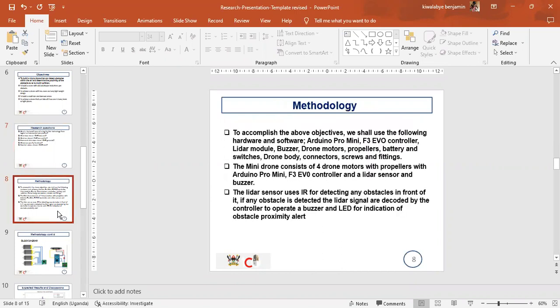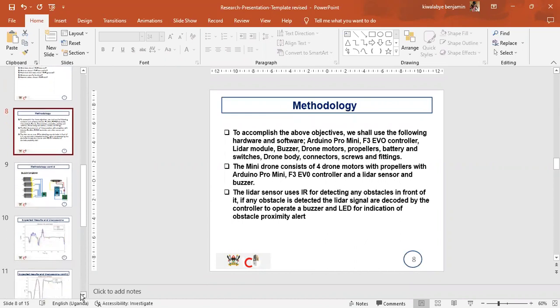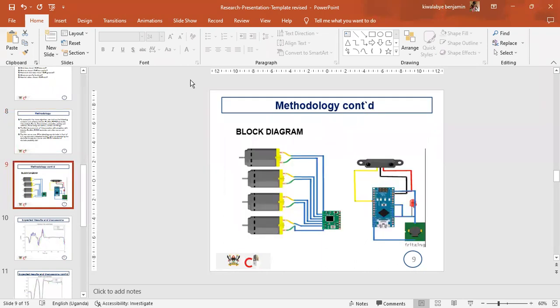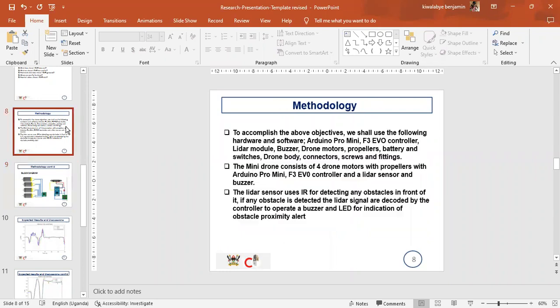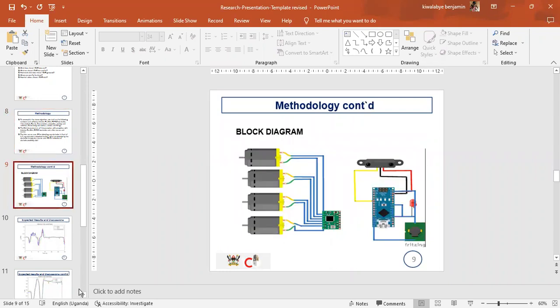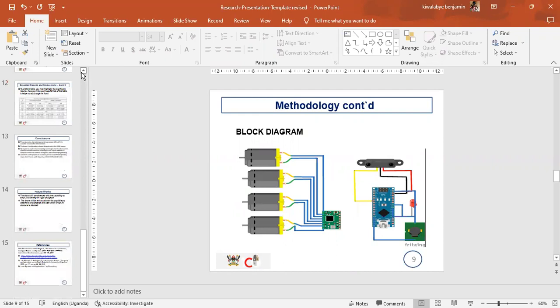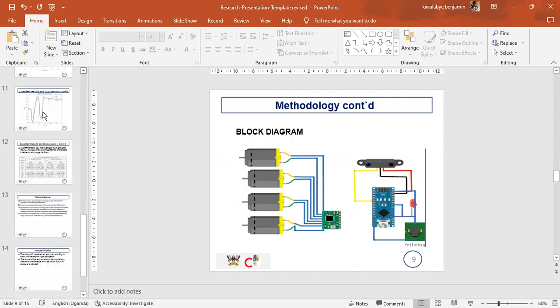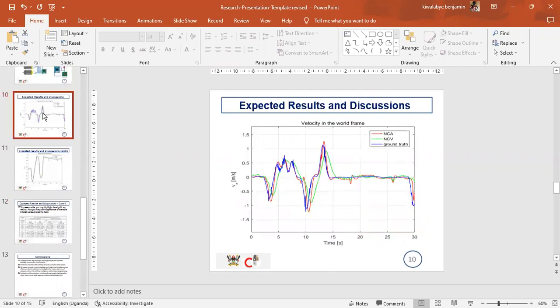Then the next slide is our methodology. To accomplish the above objectives, we shall use the following hardware and software: Arduino Pro Mini, F3, EVO controller, LiDAR module, buzzer, drone controllers, propellers, battery, switches, drone body, connectors, screws, and fittings. The mini drone consists of 4 drone motors. Below is the block diagram: the 4 motors, the LiDAR module, the control system and the buzzer.